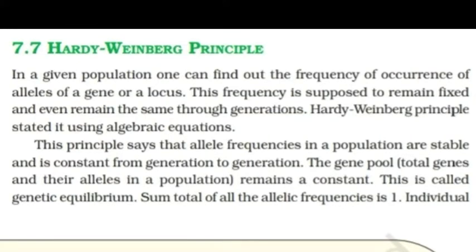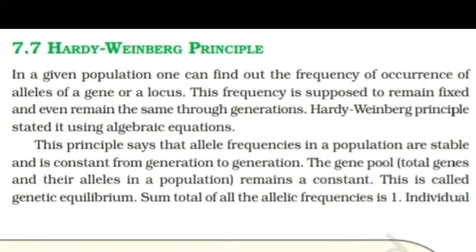Hardy-Weinberg principle. In a given population, one can find out the frequency of occurrence of alleles of a gene or a locus. This frequency is supposed to remain fixed and even remain the same through generations. The Hardy-Weinberg principle stated it using an algebraic equation. This principle says that allele frequencies in a population are stable and constant from generation to generation. The gene pool, the total genes and their alleles in a population, remains constant. This is called genetic equilibrium.